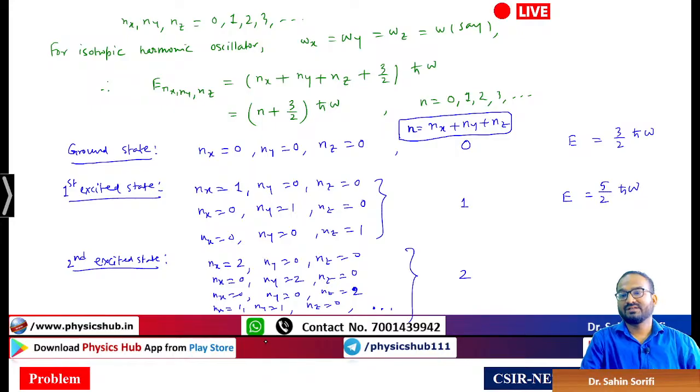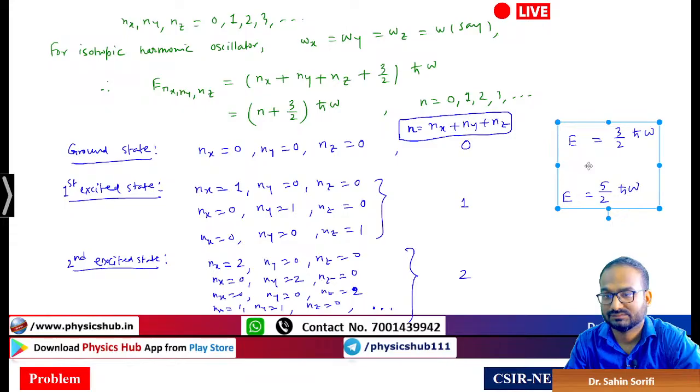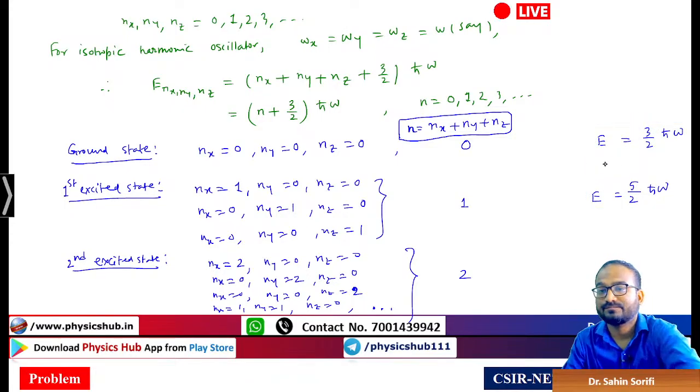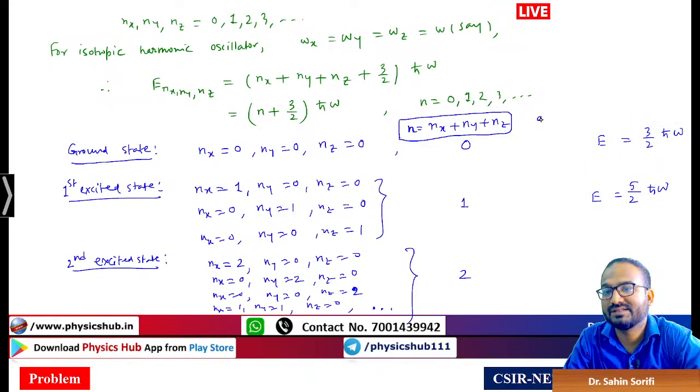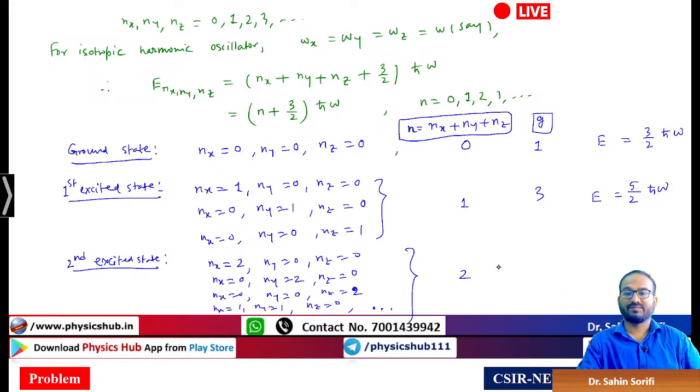So what will be the degeneracy here? The degeneracy, we did not make a column, right? So here degeneracy, g value is 1. Here it is 3. Here it is how much? 6 possibilities. Okay, so you are saying it is 6. So the energy will become 7 by 2 h.